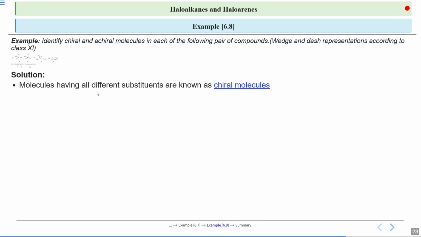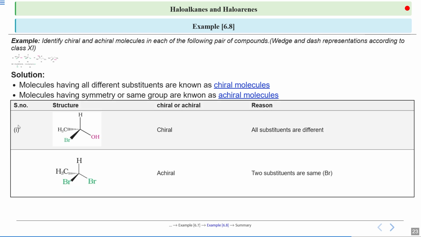So the molecules that are having all the different substituents around a carbon, that are known as chiral molecules. And the molecules that are having symmetry or the same group present around a carbon, that are known as achiral molecules. Okay, this is the main difference between the chiral and achiral molecules. Now, if we look at the structure in the first pair given, the first structure is actually a chiral structure. Okay, because all the substituents attached to this carbon are different.